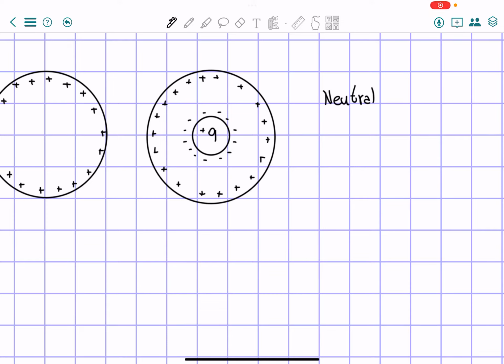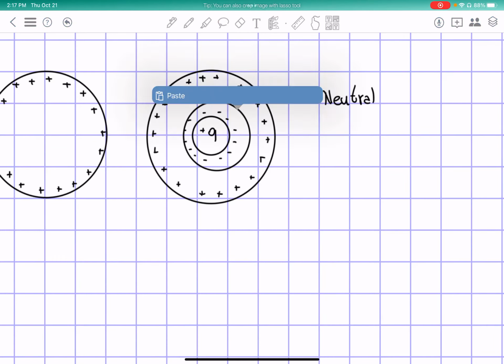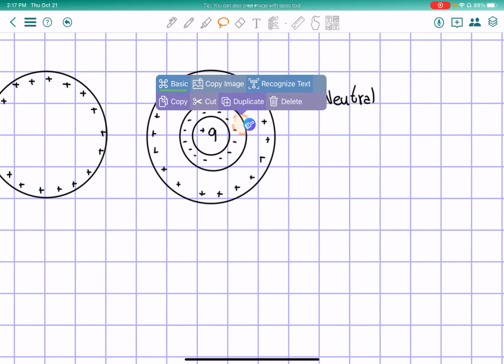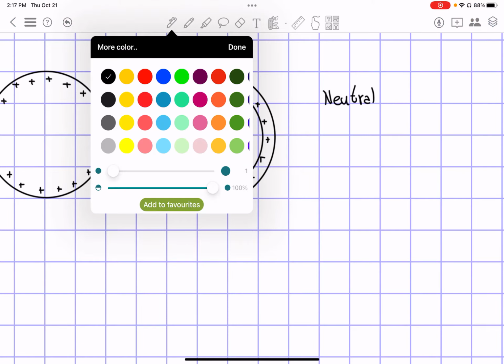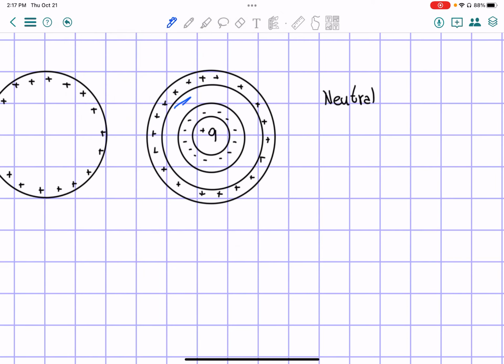Now, as you can see again, in between, there's actually nothing. All the charge has been moved to either the inside or the outside. So in this area between these two circles, which would actually be pretty much the whole area, so in this area right here, there is no charge. So it's again electrically neutral.